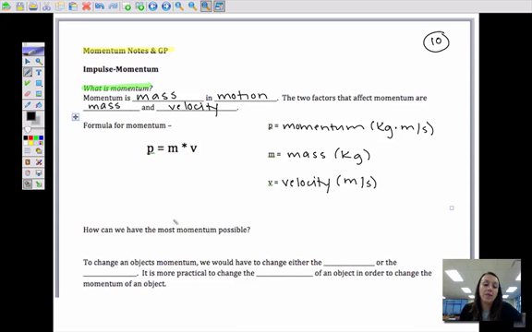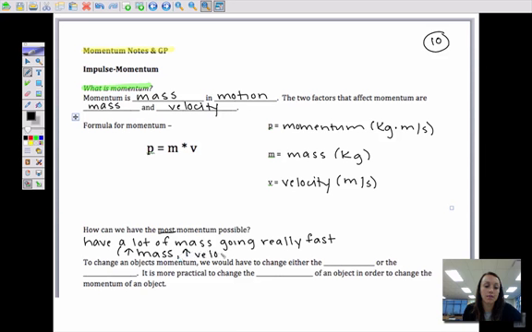Now, how can we have the most momentum possible? Well, if momentum is equal to mass times velocity, we would want to have a lot of mass going really fast. So we would have a high mass and a high velocity.